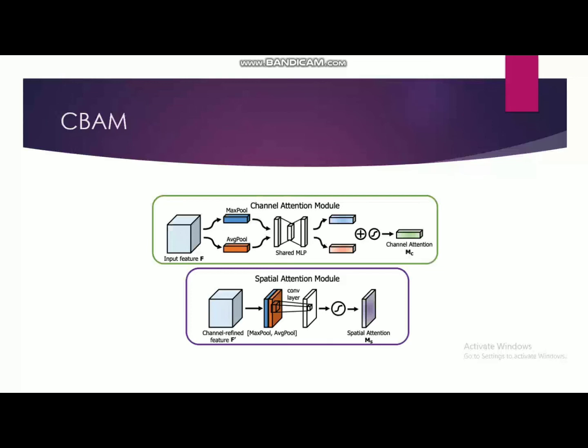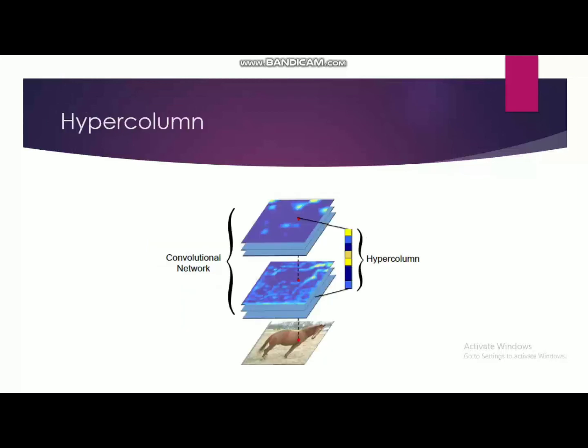Then we have the spatial attention module, which tries to capture the high-level attentive representation after getting the features from the last module, that was the channel attention module. So with this process we have much better features now. Next, we will apply hypercolumn on these features.